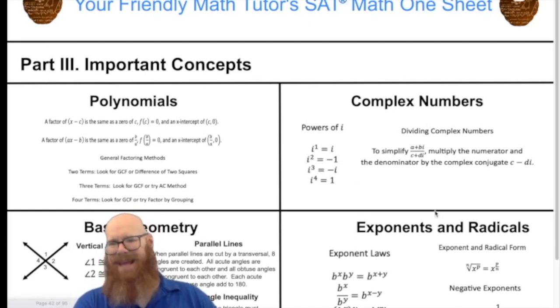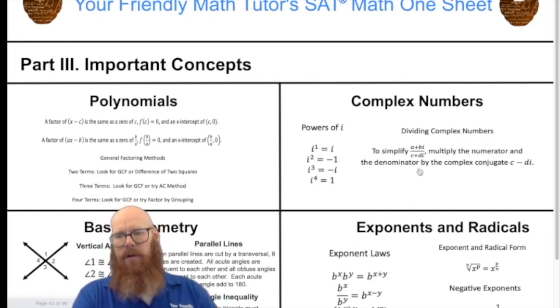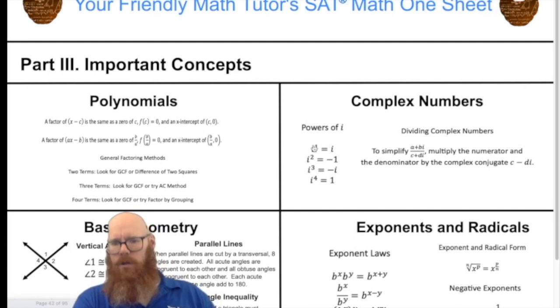Then in complex numbers, you have to know the powers of i, that they repeat after the first 4. And then anytime we are simplifying a dividing problem, we're going to multiply by the conjugate of the denominator. And anytime you have i squared in general, after you do FOIL, you should know that i squared is negative 1. It brings us back to the powers of i.